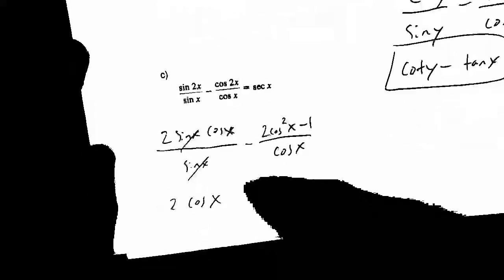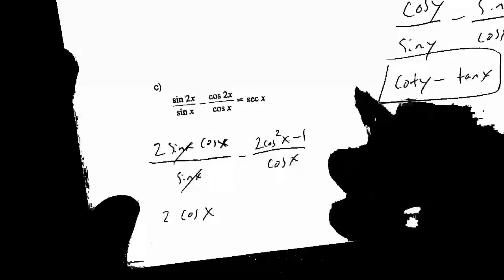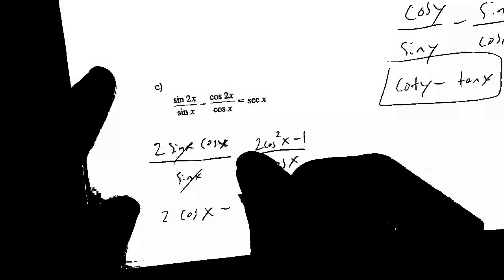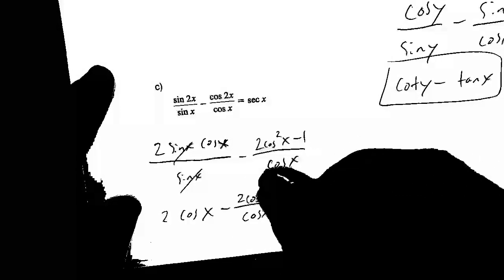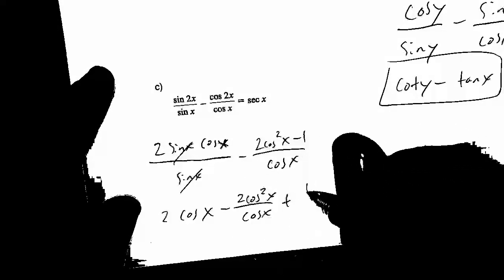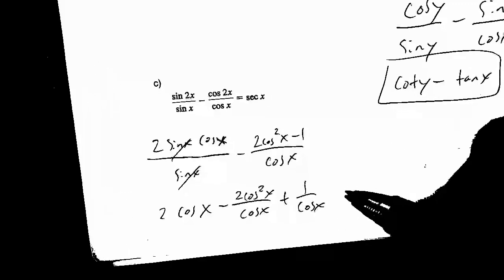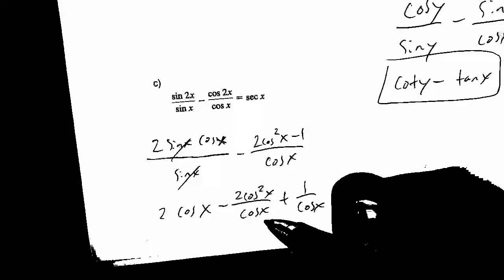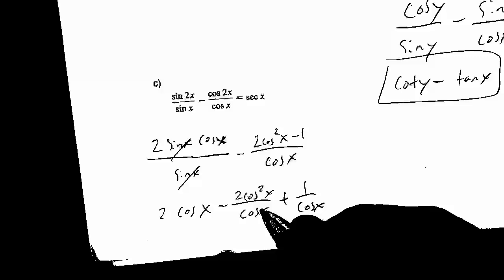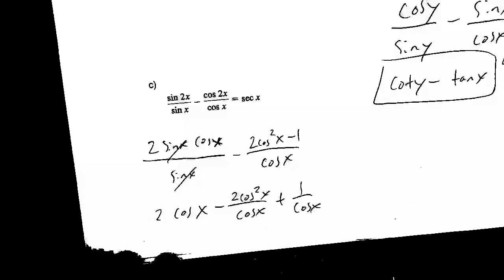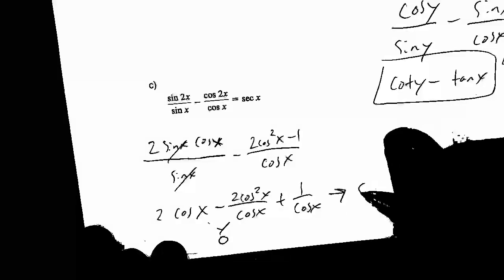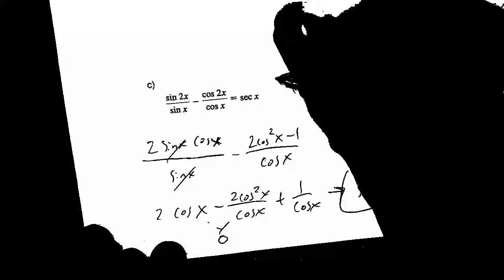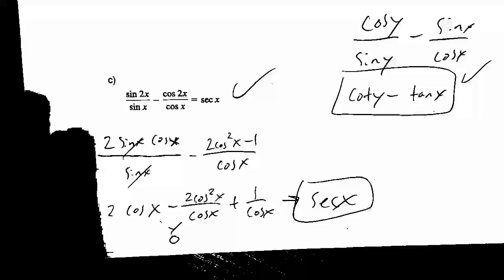Then I'm going to split this up to be minus 2 cosine squared x over cosine x. And then we have a double negative here, so then plus 1 over cosine x. 2 cosine squared x over cosine x, that's just 2 cosine x. Right, so these two are the same thing. So together, this is just 0. And 1 over cosine x, that's just secant x, and I'm done. That's it. That's what I wanted. Okay.